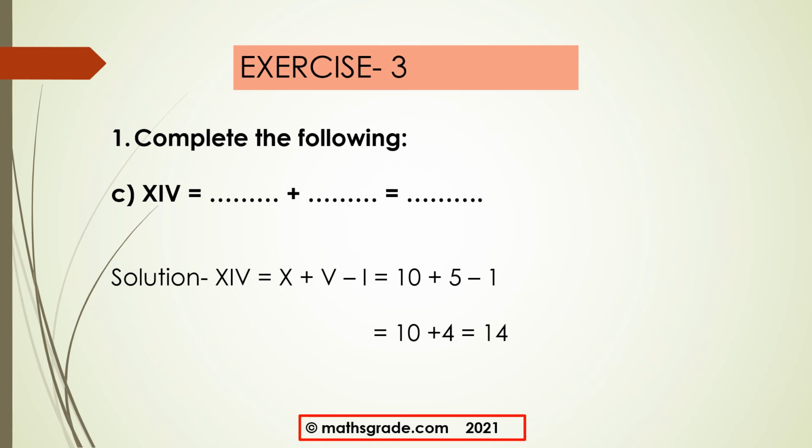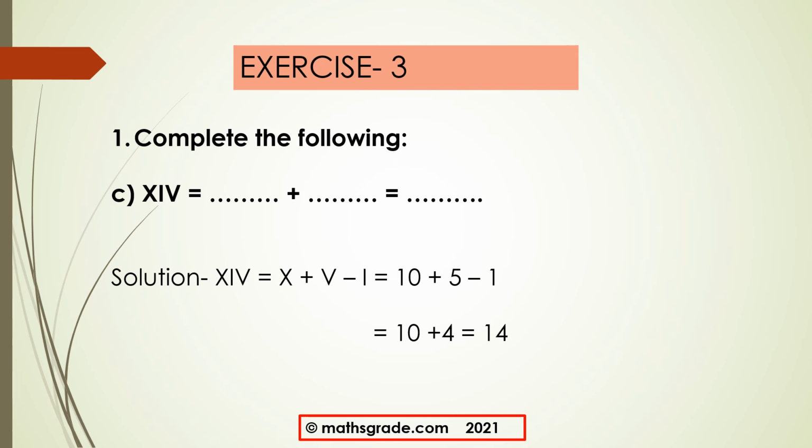Now we solve question number 3, part C: XIV. Here the value of Roman numeral X is 10, I is 1 and V is 5. I is 1, and 1 is written to the right side of the larger value X, that is 10. So we have to add X plus I. But the Roman numeral V is also here. V is 5, which is a bigger value than the smaller value 1. So it is written to the right side of the smaller value, so we have to subtract V minus I.